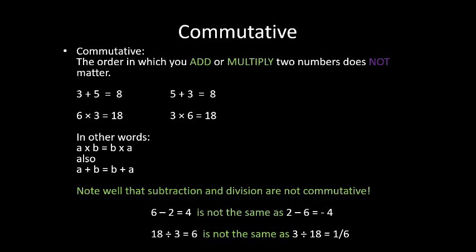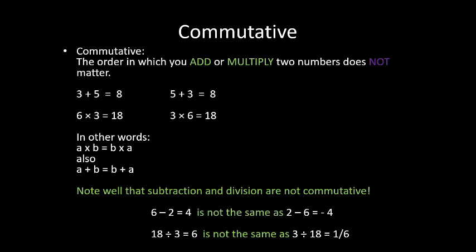Commutative. The order in which you add or multiply two numbers does not matter. So if you have 3 plus 5 equals 8, switch it around, 5 plus 3 is also equal to 8. 6 times 3 equal to 18 is the same as saying 3 times 6 is equal to 18. In other words, A times B will be equal to B times A, and A plus B will be equal to B plus A. Note well that subtraction and division are not commutative.